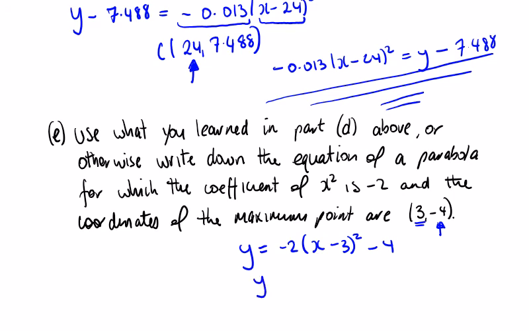So writing it in the same form as above, we just bring the minus 4 across, and we'd say y plus 4 is equal to minus 2 by x minus 3 to be squared.